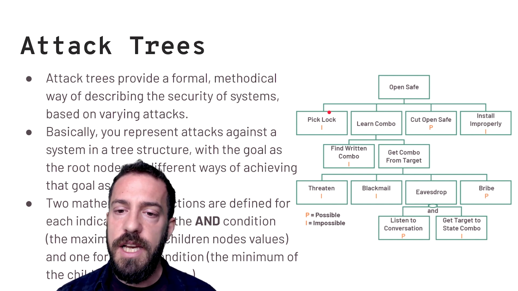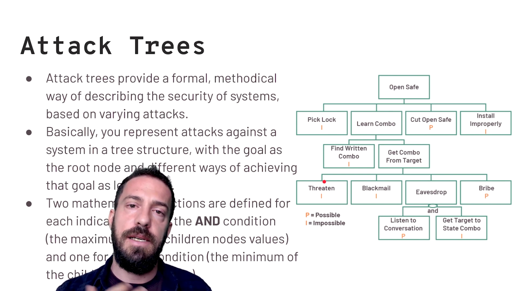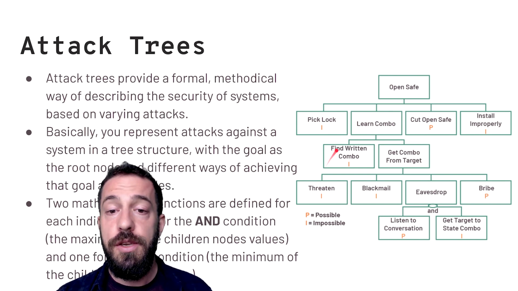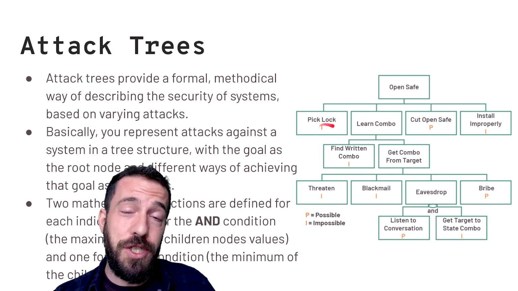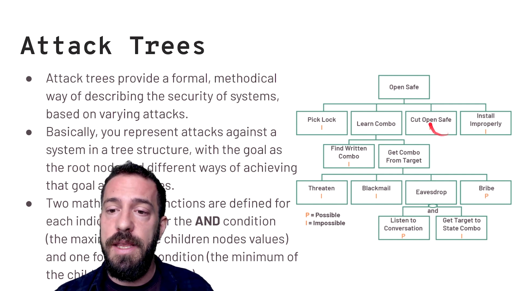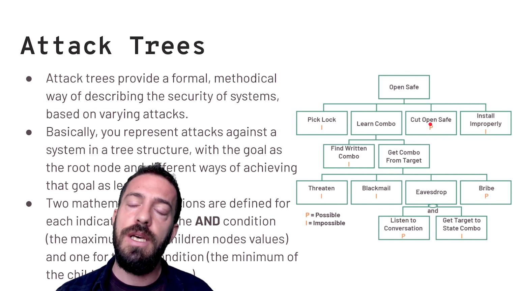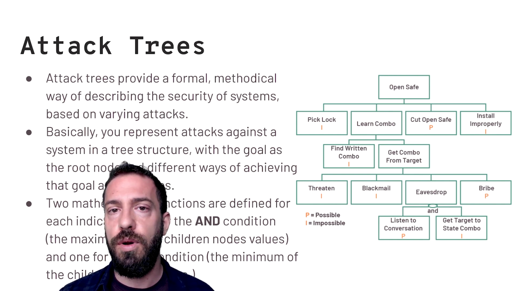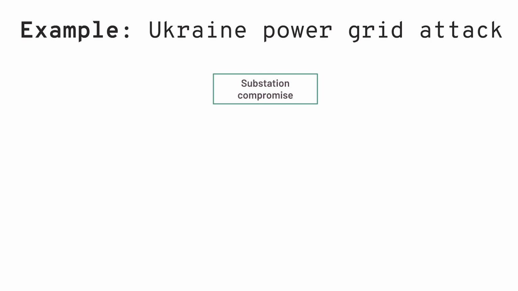So the attack tree, again, enumerates all possible ways, and then you can use that as part of your threat model. You can assign impossible or possible values. Maybe it's impossible to pick it. It could be more possible to cut it open. And this gives you some priority on what is more highly likely, so you can focus more of your resources on protecting against those.